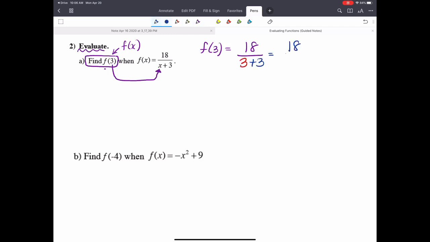And then 3 plus 3 is 6. 18 divided by 6 is 3. So there it is. So your function of 3, your f function of 3, is equal to 3. I know that seems kind of weird, but that's it. That's all there is to that one.